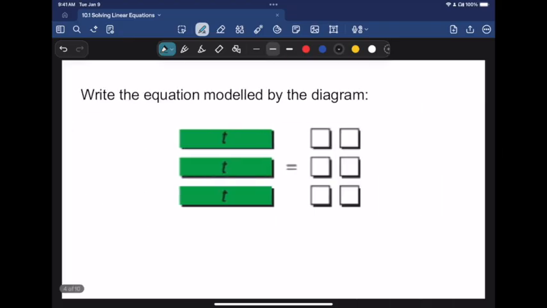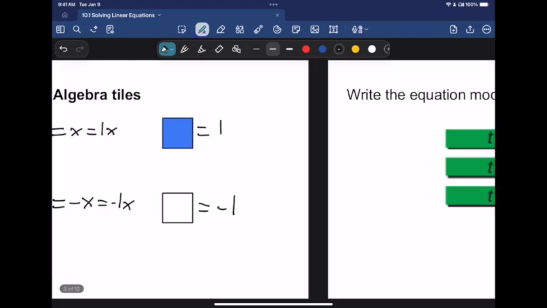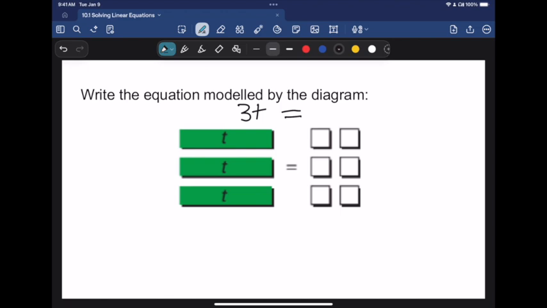Some of the questions you may encounter look something like this: write the equation modeled by this diagram. The first thing I like to do is write the equal sign. On this side, we have 3 t's, so I would write 3t. On this side, we have 6 blocks, and they're not shaded in, which means they are negative. So this would be negative 6. 3t equals negative 6.